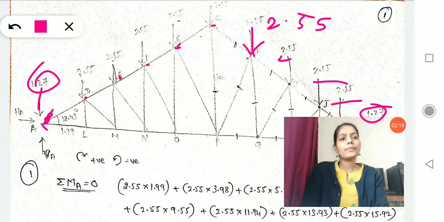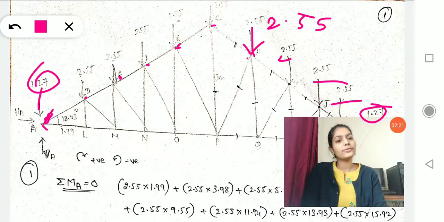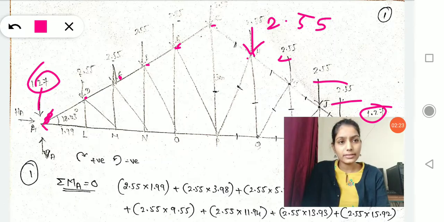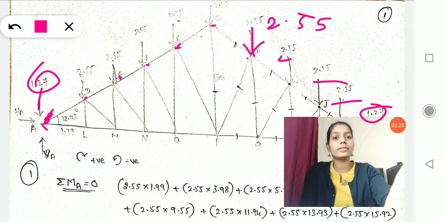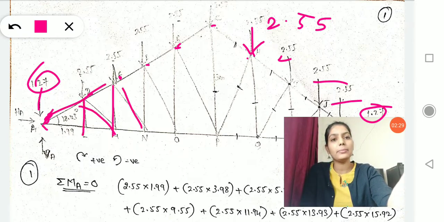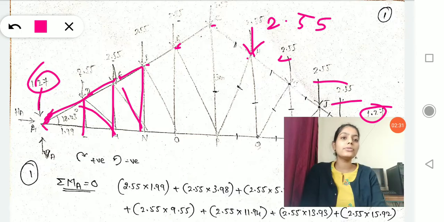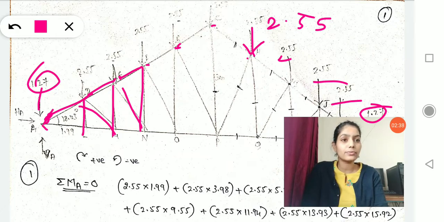Now the question is, if the loading is coming upon our truss like this, how will the forces be carried by these members of a truss? Are they carrying compression or are they experiencing tension? What is the nature and what is the magnitude of those forces? That we are trying to understand with the help of equilibrium equations.